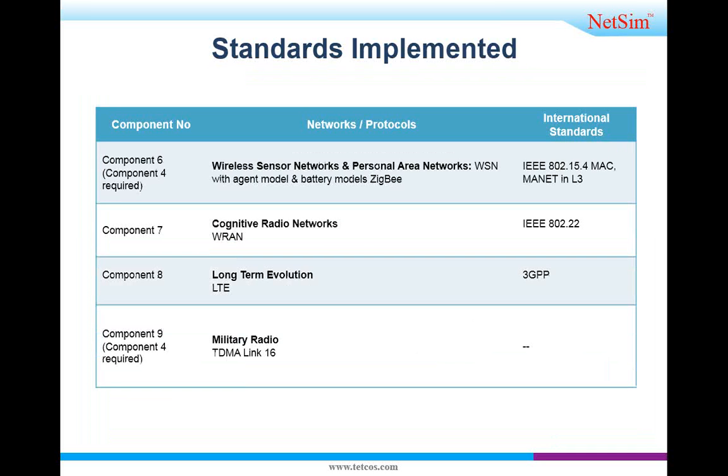And now, component 6 is wireless sensor network and personal area network, that is we call PAN and WSN. And these are with agent model and binary battery model ZigBee. Okay. Then component 7 is there, which is cognitive radio network, wireless radio area network, WRAN. Then component 8 is LTE, long term evolution. Then component 9 is military radio, that is TDMA link 16.